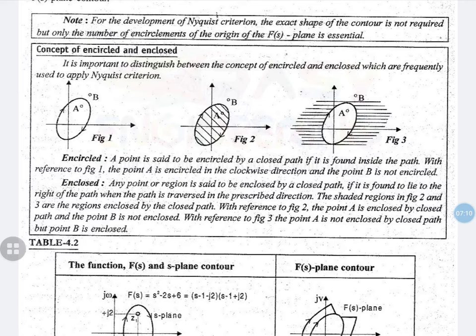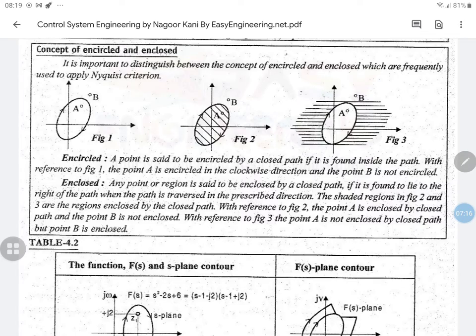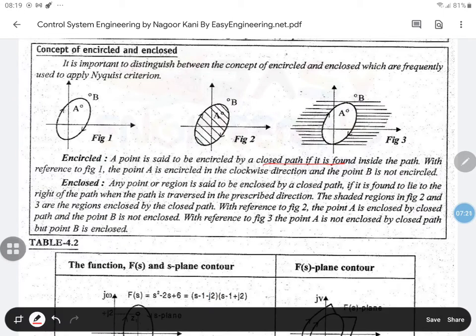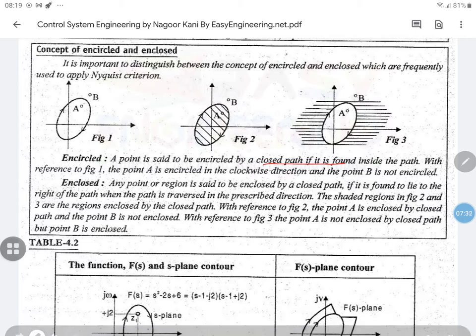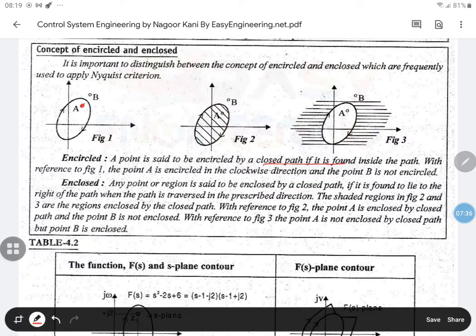So you can see here, a point is said to be encircled by a closed path if it is found inside the path. Figure 1 is an encircled point. Figure 1 shows the encircled point, which is point A. Point B is not encircled, correct?